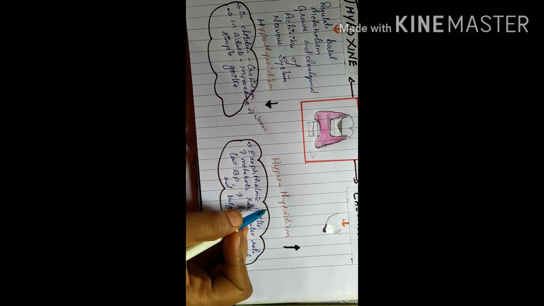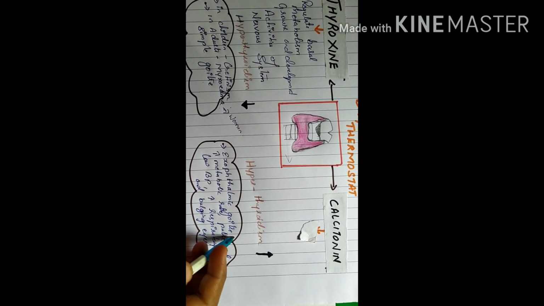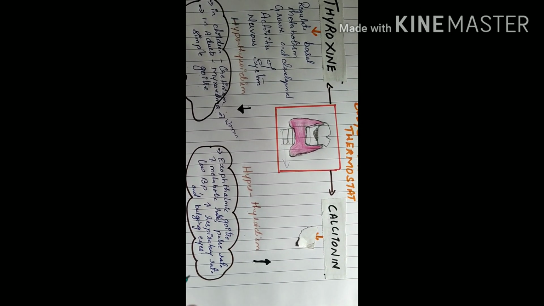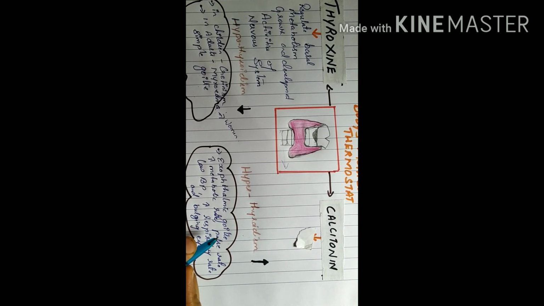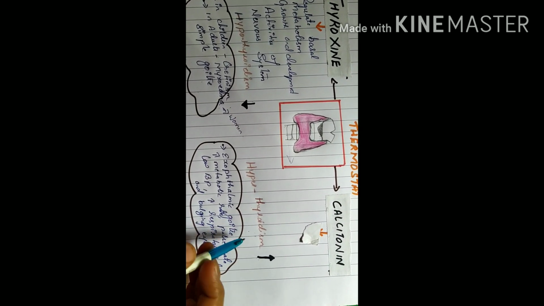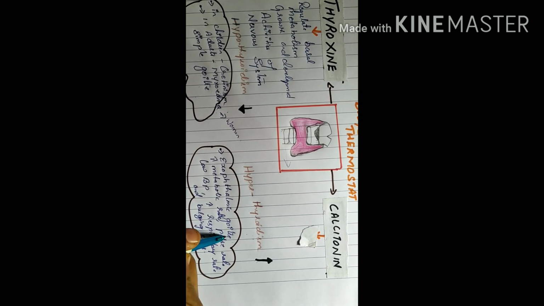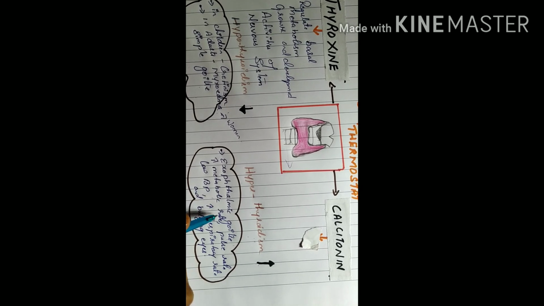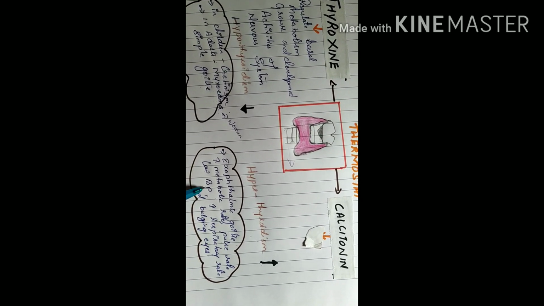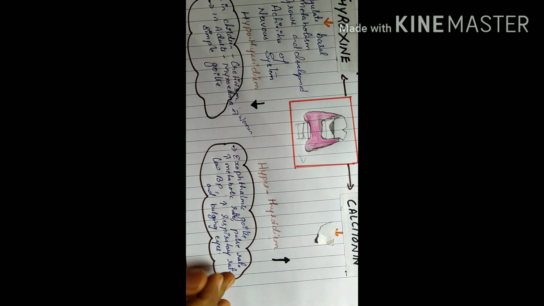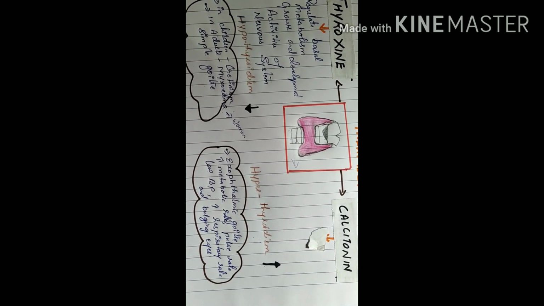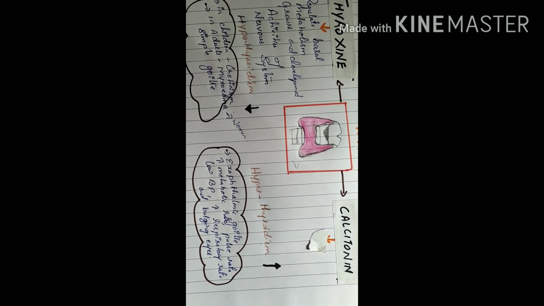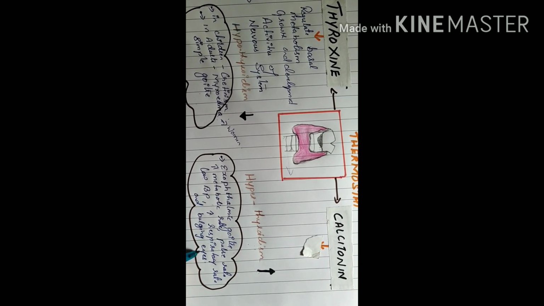Next is hyperthyroidism. This is the oversecretion of thyroxine hormone. Excess thyroxine leads to hyperthyroidism. It causes exophthalmic goiter. It is characterized by an increase in metabolic rate, increased pulse rate, lower blood pressure, increased respiratory rate, and bulging of the eyes. Hence, the person develops nervousness, bulging of eyes, etc.